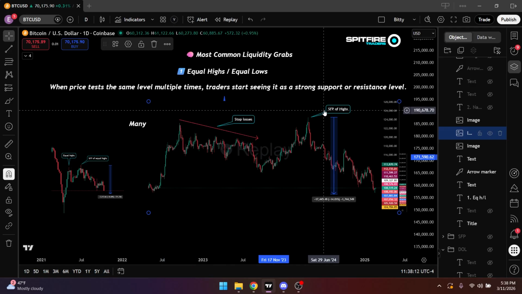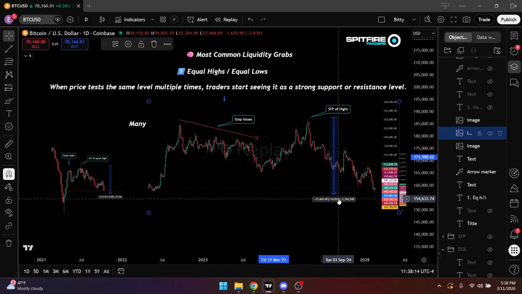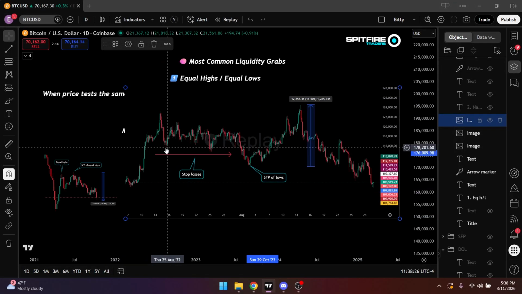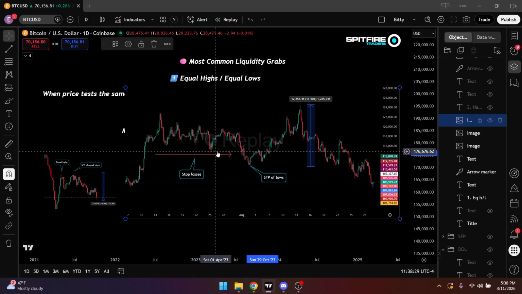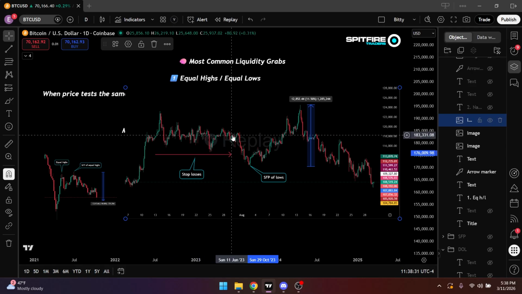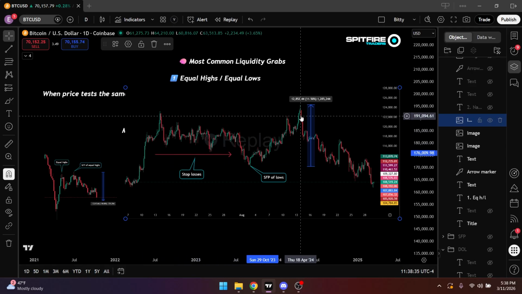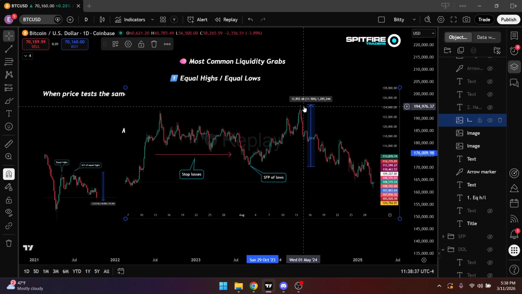And only after that, price reverses and goes down 14%. Same thing happens with the lows. We have equal lows here, creating a lot of liquidity underneath. Price goes down, swing failure patterns the lows, takes the liquidity, and from here reverses another 11% up.